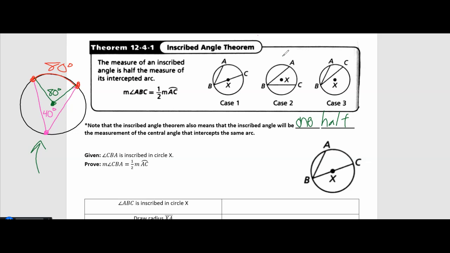Let's go ahead and prove this for one of the cases, though. Let's prove that the inscribed angle has to be half the measurement of the intercepted arc.